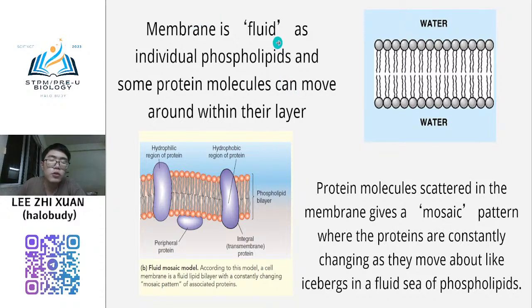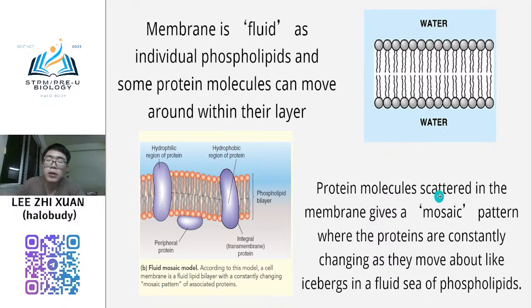We say fluid because of the presence of the phospholipid. The phospholipid and some protein molecules can move around within their layer. Meaning that the phospholipid in the plasma membrane is not fixed in one place only. It can move anywhere, but within the same layer. For example, this phospholipid can move to here. It can move, so it looks like fluid, because it can move. And then, what about mosaic? Mosaic is the presence of the protein molecules in the plasma membrane.